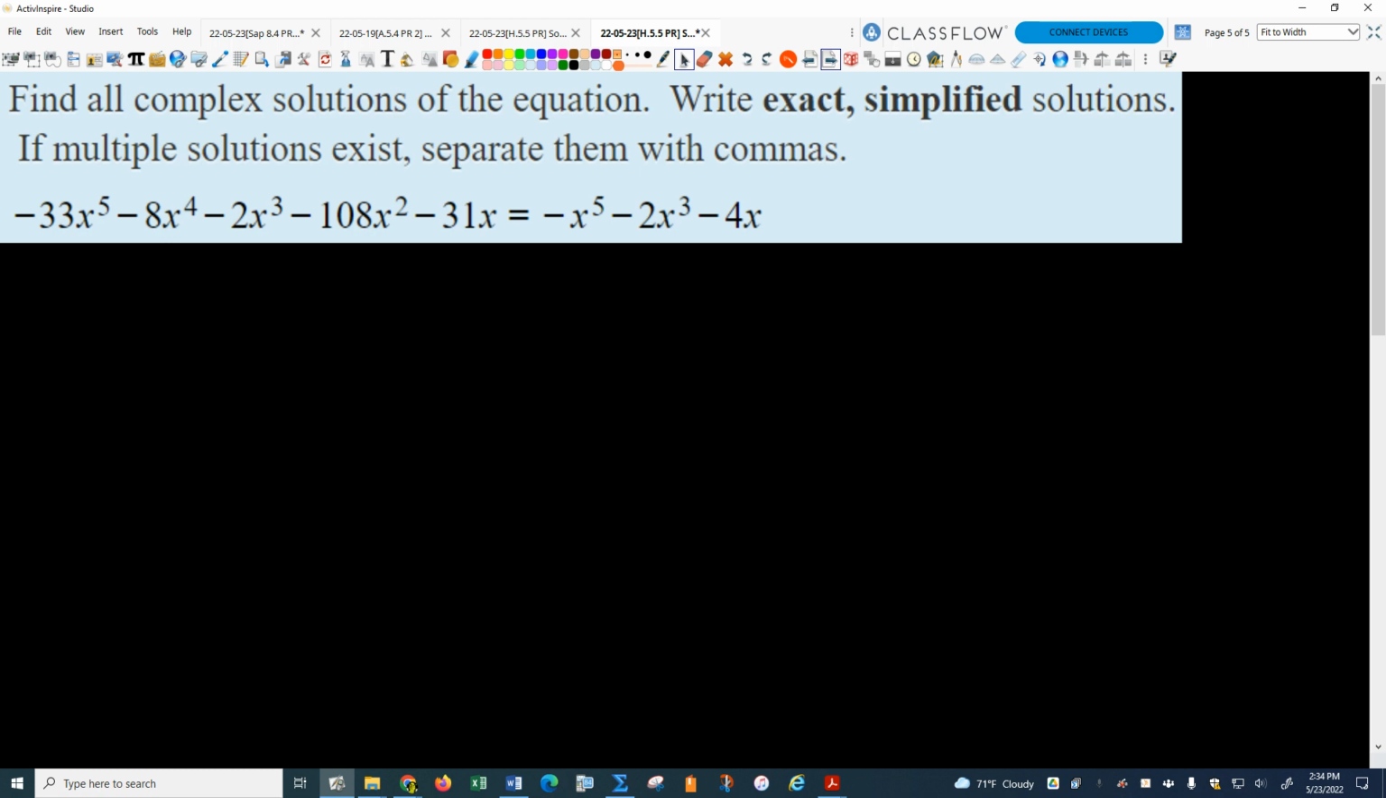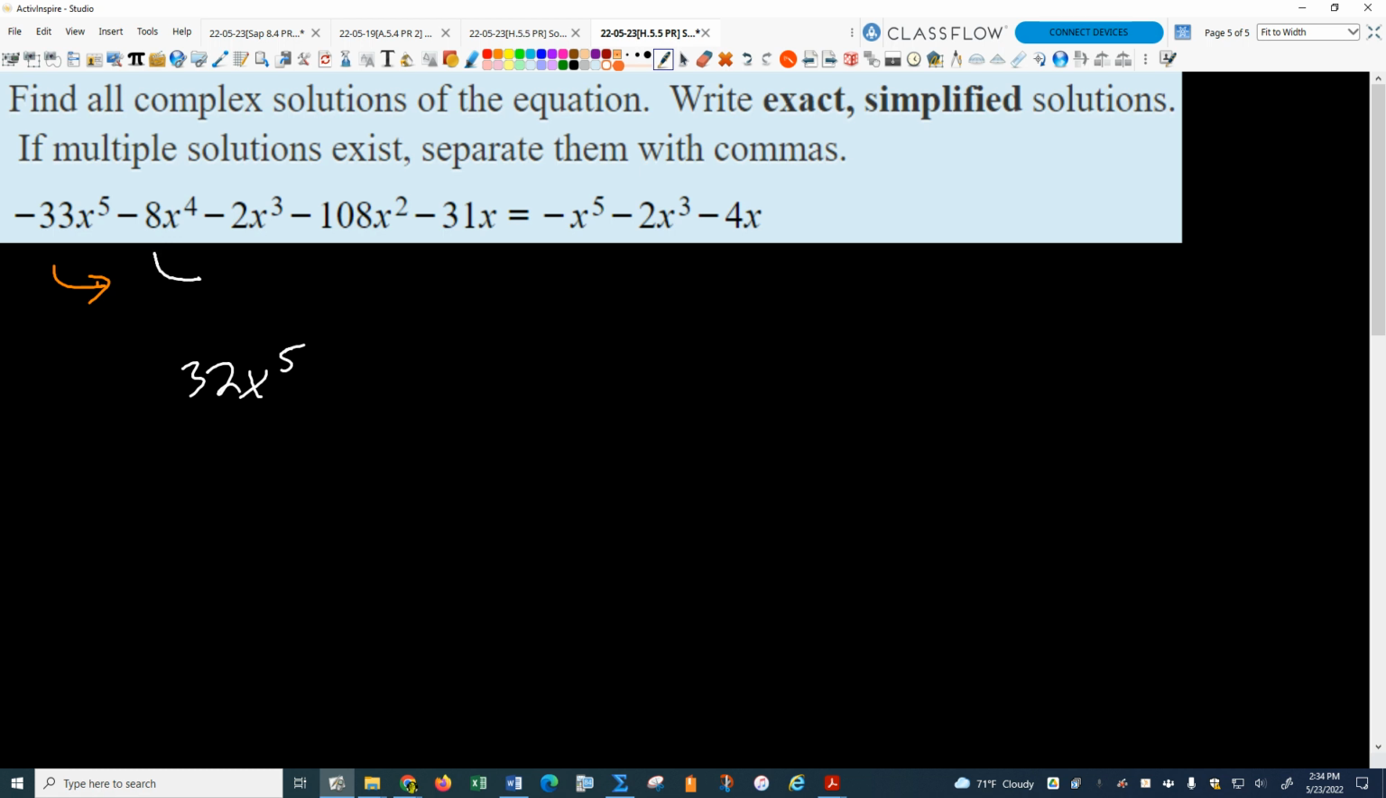Good. I have a positive leading term. My leading coefficient would be positive, right? So we're going to push everything over to this side. Now let's keep a running tally of what we get here. So on the right side, if I add 33x to the 5th to negative x to the 5th, what's that going to give me? 32x to the 5th.